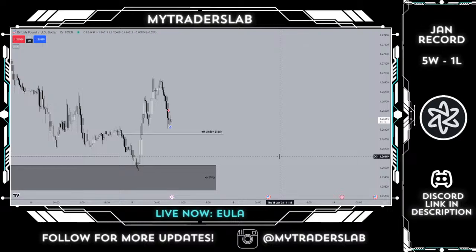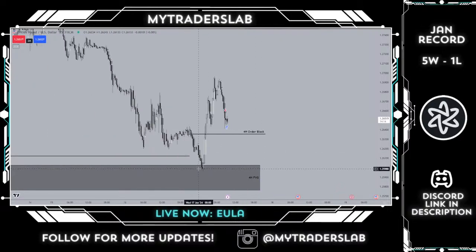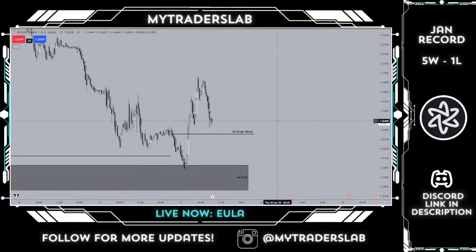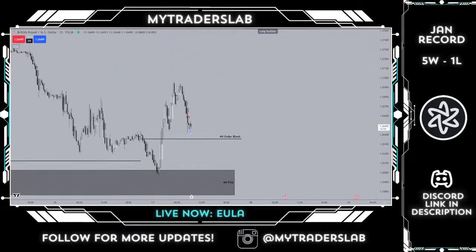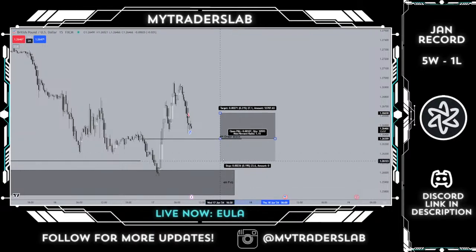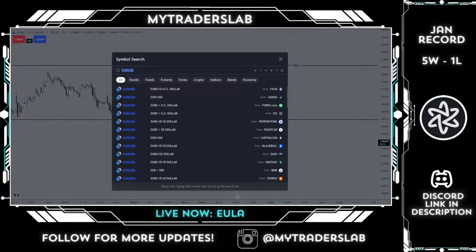See, the impulse move from this 4 hour fair value gap tells me that this low here should not be broken. It really should not be broken. How big would this stop loss be? Wow, bro, 30 pips, almost 40. That's really high.